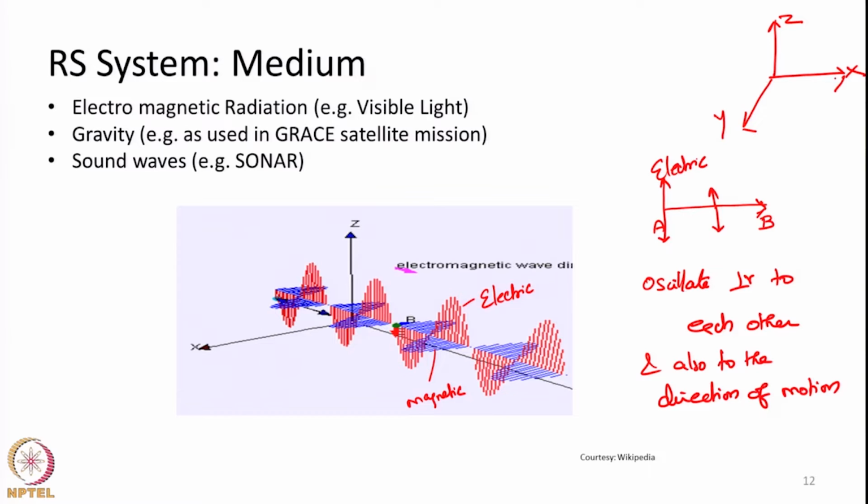Again, just to repeat, electromagnetic radiation is a way in which energy transmits itself from point A to point B. It is an energy transfer mechanism, that is all. This is the primary source that we use for our remote sensing purposes.